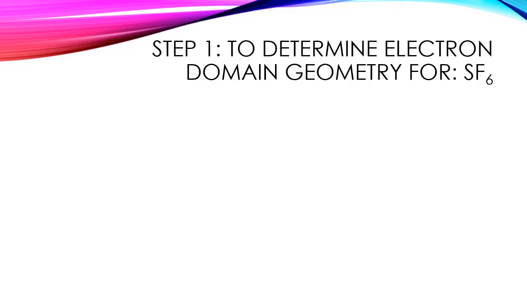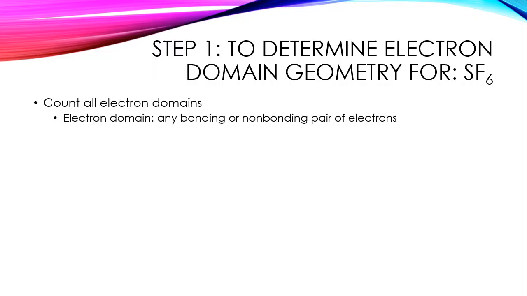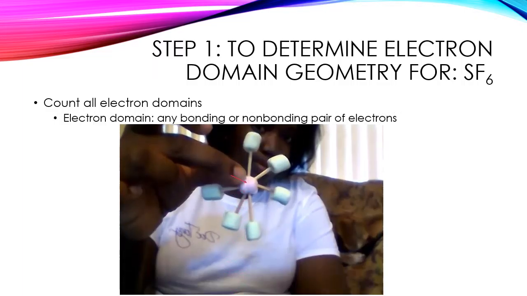So to begin, the first step is to count all electron domains. An electron domain is defined as any bonding or non-bonding pair of electrons. In this case, in SF6, we have 6 bonding pairs. As you can see, they are all labeled 1 through 6, and we don't have any non-bonding pairs, so I don't have any of those labeled. Each bond is counted as 1 electron domain, so we have a total of 6.